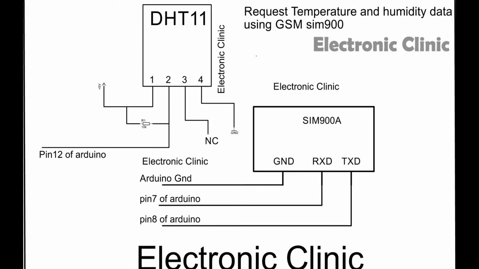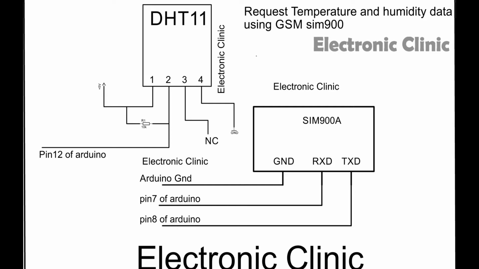So this is the complete circuit diagram of how to request sensor data via SMS using Arduino and SIM900. In this project I will be using SIM900A, but it doesn't matter if you use SIM900D because the code that we will be writing can work on both the GSM modules.